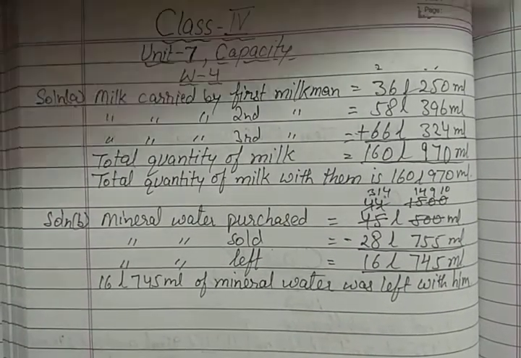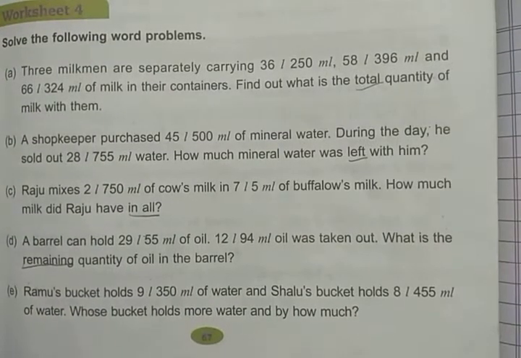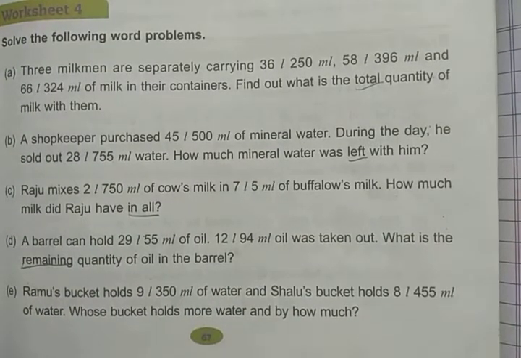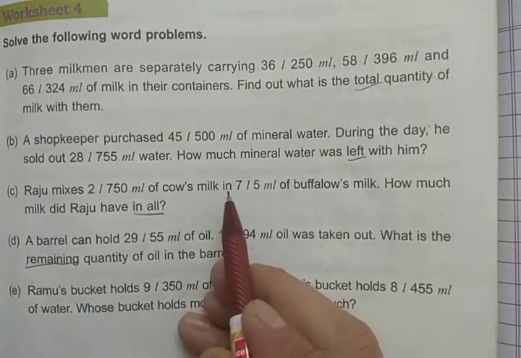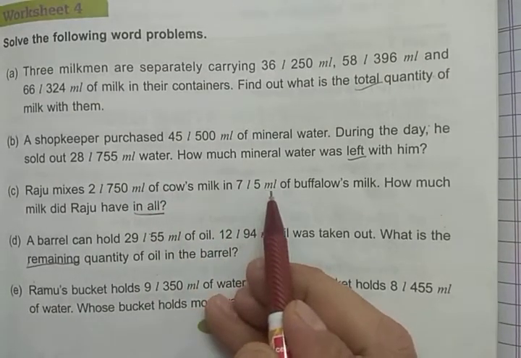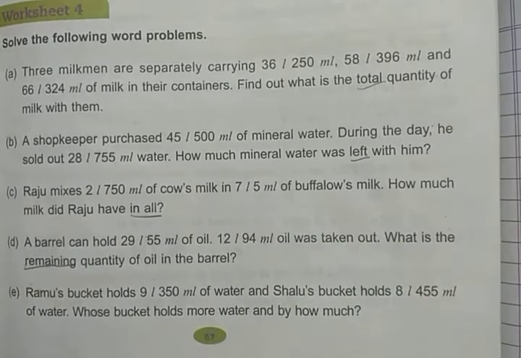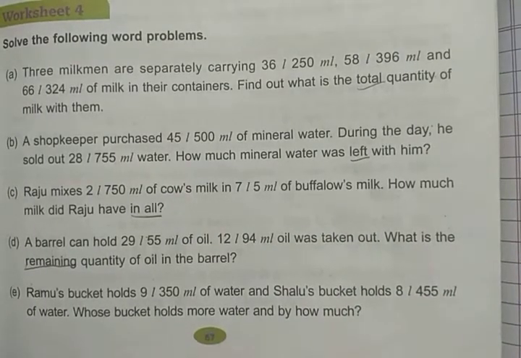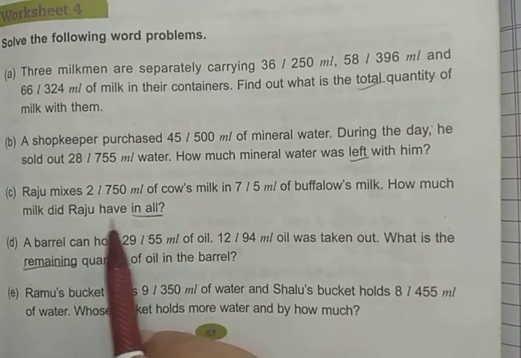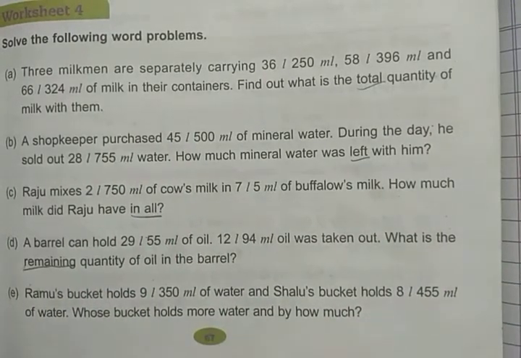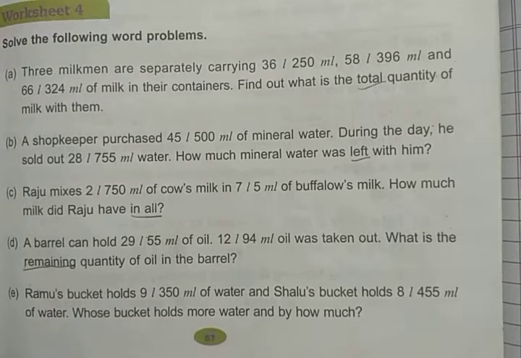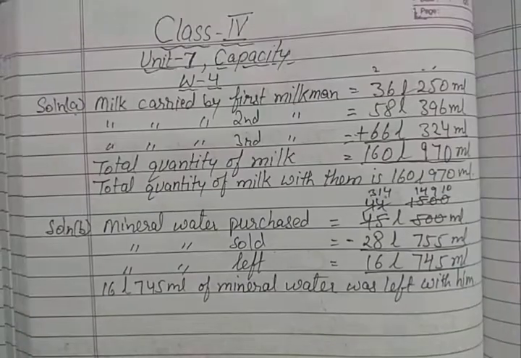Now the next one. Raju mixes 2 liter 750 milliliter of cow's milk and 7 liter 5 milliliter of buffalo's milk. So Raju mixes cow's milk and buffalo's milk. How much milk did Raju have in all? तो कितना सारा मिलाकर कितना मिल्क राजू के पास है? So here again the keyword is "in all". In all, जब भी हमें सारा मिलाकर टोटल निकालना है, then we have to add. So again add it.